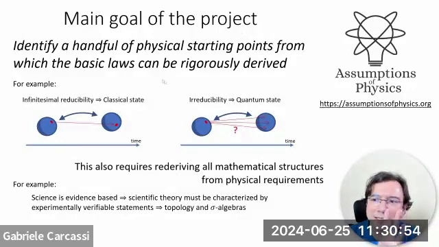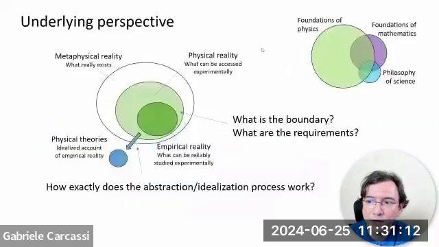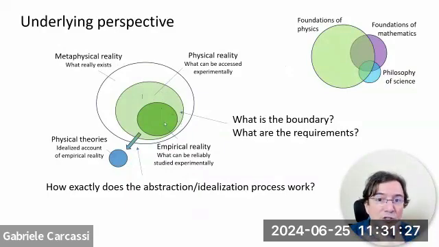The main goal of the project is to identify a handful of physical starting points from which the basic laws can be derived. This means identifying physical principles that are a starting point, but this physical principle at the end of the day will need to also recover the mathematical structure to be able to show that we have fully derived the theory. The underlying perspective is that what we are really interested in is not just what really exists. We need the things to be experimentally accessible in a way that is reliable so that we can actually make experiments, study things experimentally, and make correlations and write laws, because laws are about things that we can reliably study.